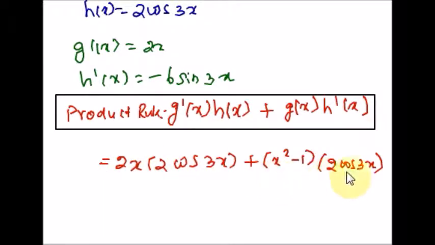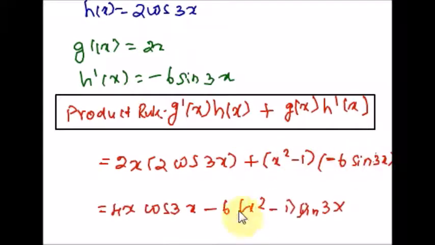And for this one, you'll be getting negative 6, so this is going to be negative 6 x square sine 3x. Okay, you can also take the common factor out. You just multiply negative 6 times x square minus 1 sine 3x. That's it for this problem. Hope you're clear with all the steps. In case you have any query regarding the product rule, you can let me know.